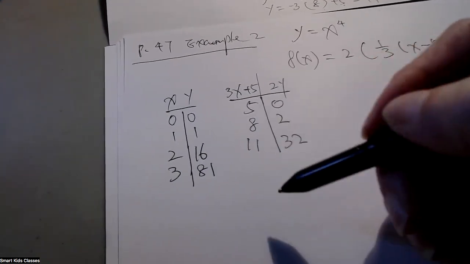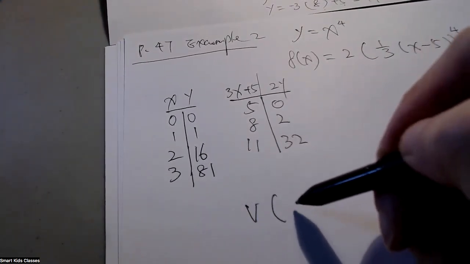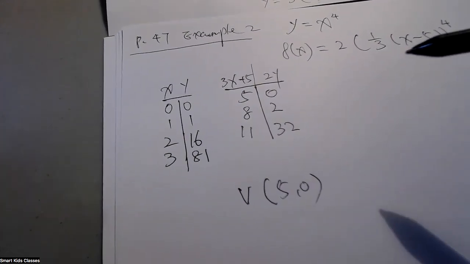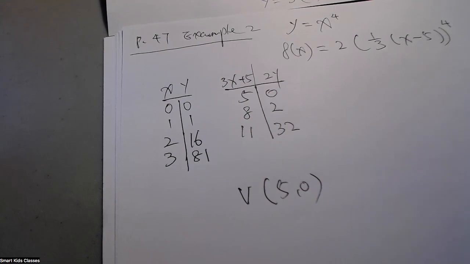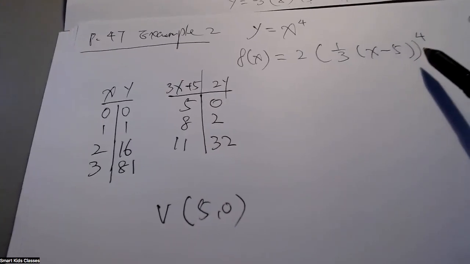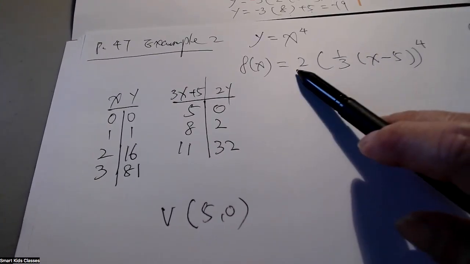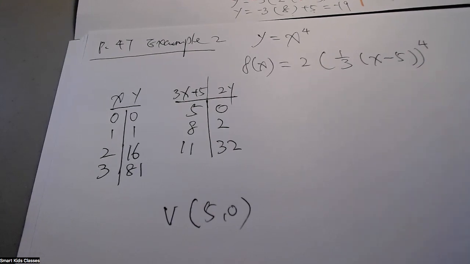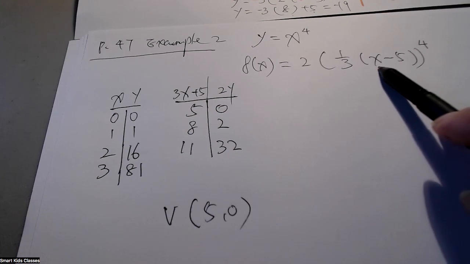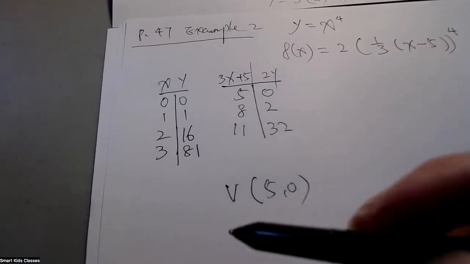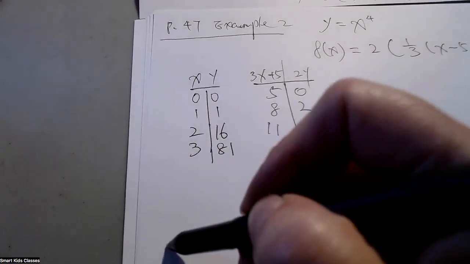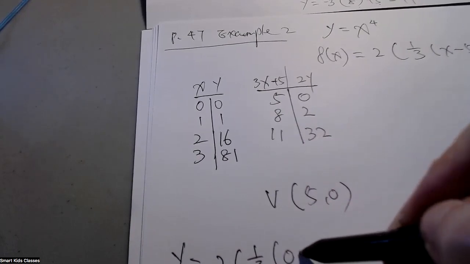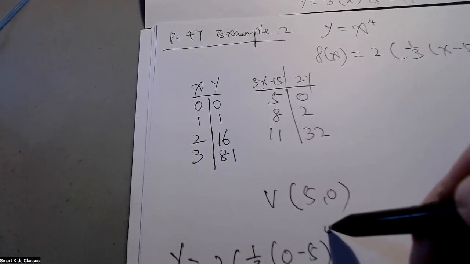So, and then we are going to find the vertex. So the vertex is 5 and 0. So how about the y-intercept? The y-intercept will be approximately at the origin to plot it. When c equals 0, it will be at the origin. So now you're going to get the y-intercept when x equals 0. Then you're going to write y equals 2 times 1 over 3 times 0 minus 5 exponent 4.